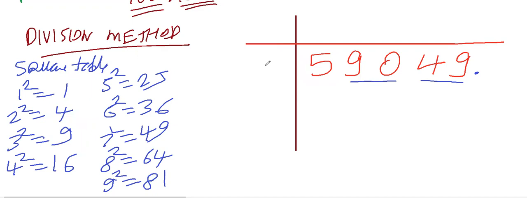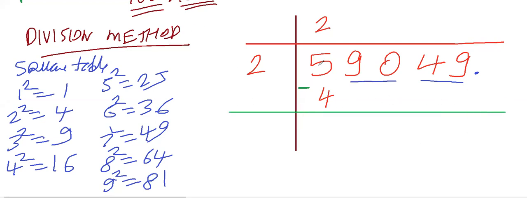Okay, so I am going to write 2 into 2, which is 4. Then what is the next step? Next step is subtraction. So I am going to minus this. After I do minus, what answer I will get? 5 minus 4 is 1. So I will write here 1. What is the next step? Next step is I will bring this 90 down.